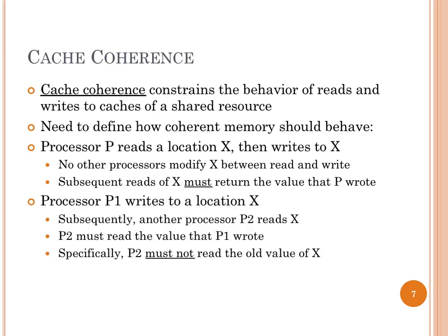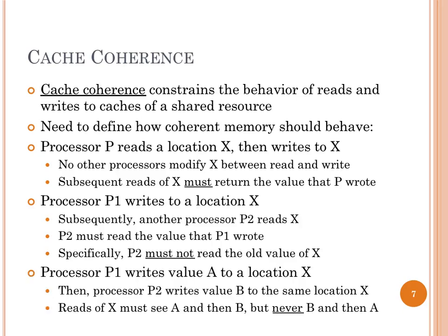processor P1 writes to a location X, and then subsequently another processor P2 reads X, then P2 must read the value that P1 wrote. And it should not see an out-of-date value. So we need to make sure, and of course you can see that there's timing involved here, so we have to have some way of saying that P1's write occurred before P2's read, and a lot of times when you're reasoning about these kinds of systems, you spend a lot of time saying, okay, what does it mean for something to happen after something else?